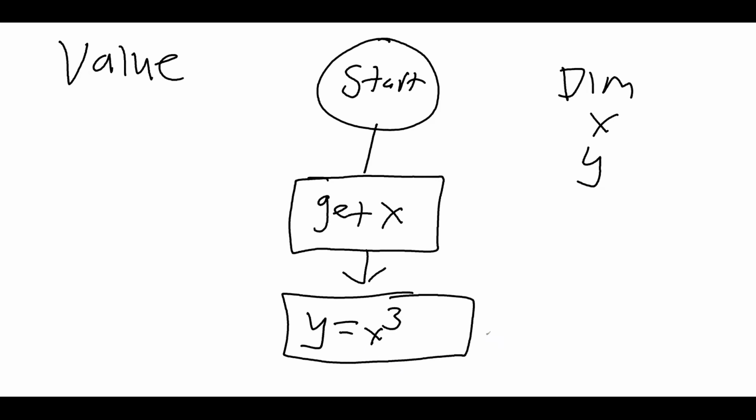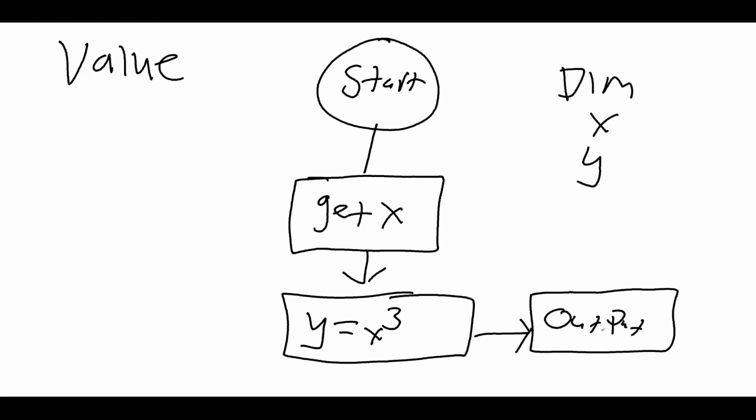Then we're going to have to output y, and that'll be another text box output. And then after that, we're done essentially. So just draw a circle and put end. This is what we're going to be trying to capture. This is like a visual diagram of what we're going to do.